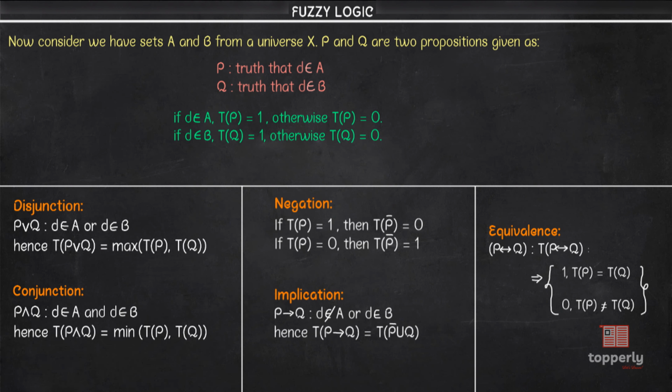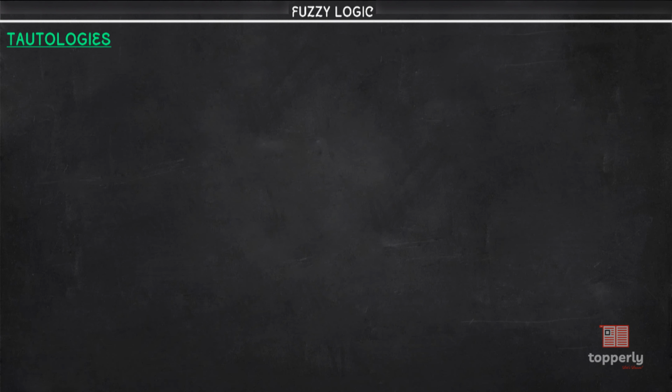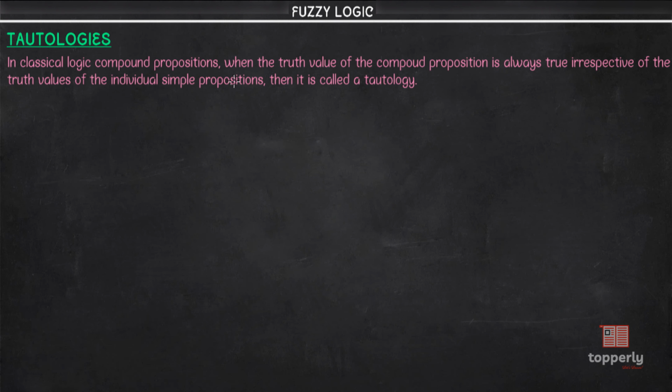Moving on to the next topic, which is tautologies. In the case of a classical logic compound proposition, when the truth value of the compound proposition is always true, irrespective of the truth values of the individual simple propositions, then it is called a tautology. For example, if you have two simple propositions P and Q, irrespective of whether P and Q are true or false, the final truth value of the compound proposition will always be true in the case of a tautology. So if a compound proposition can be expressed in the form of a tautology, then the truth value of that proposition will always be true.